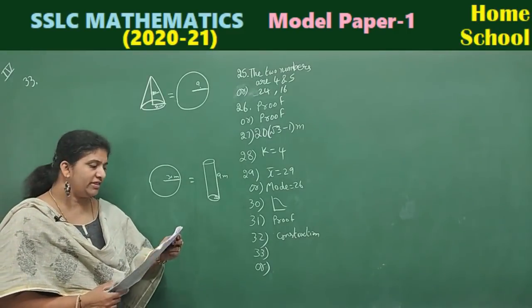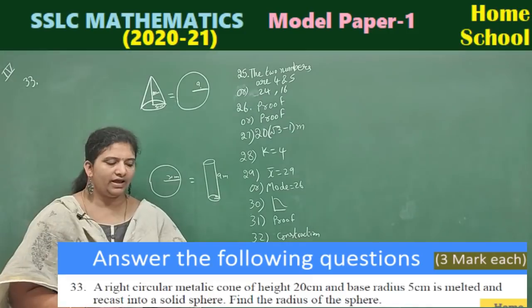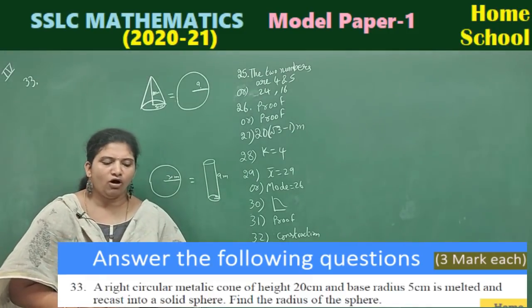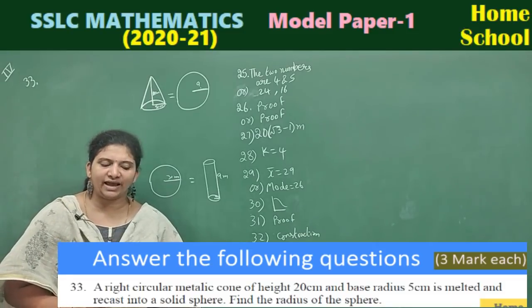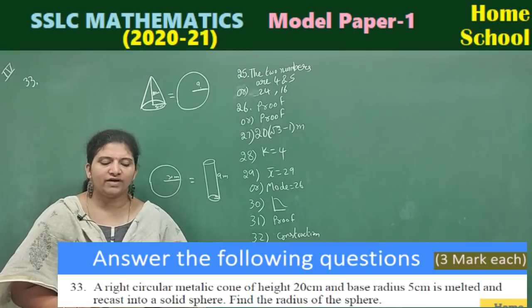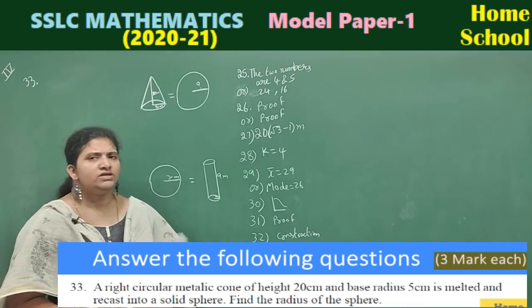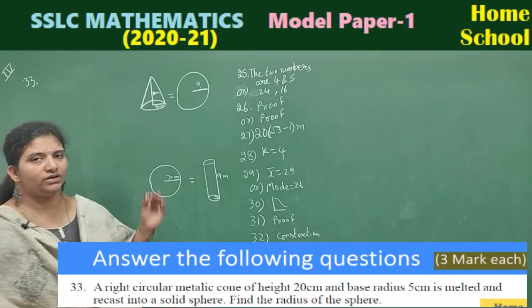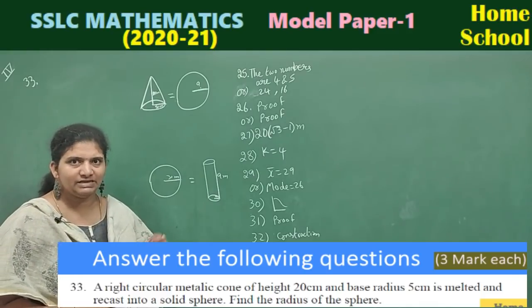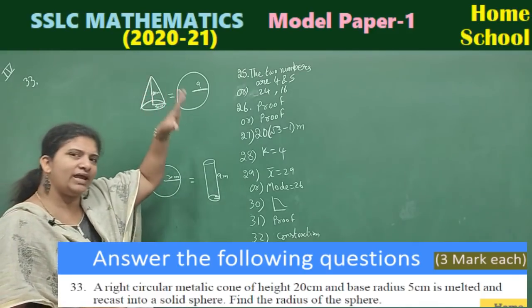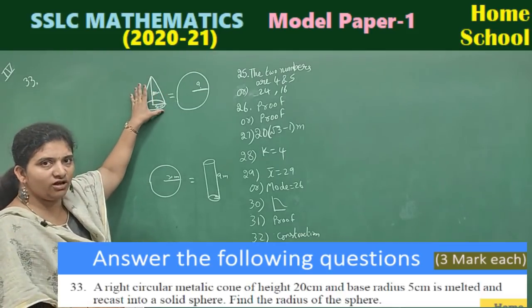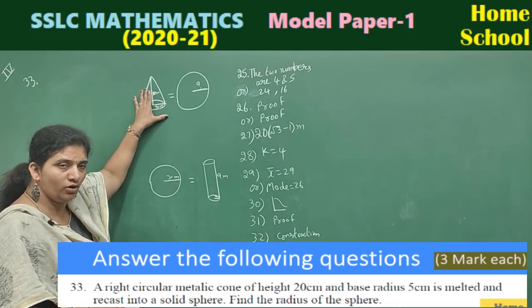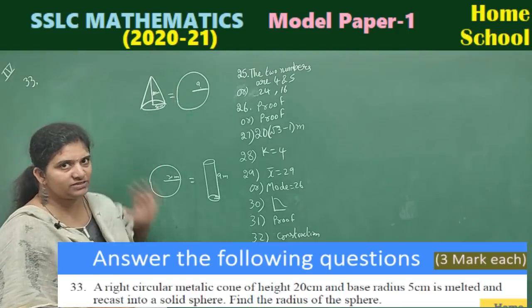Let's see the last problem in this main. 33rd. A right circular metallic cone of height 20 centimeters and base radius 5 centimeters is melted and recast into a solid sphere. Find the radius of the sphere. So we are talking here about the volume, I think. Yes? Melted and recasted means we are talking about volume. Volume of which solid? Volume of right circular cone and volume of a sphere.